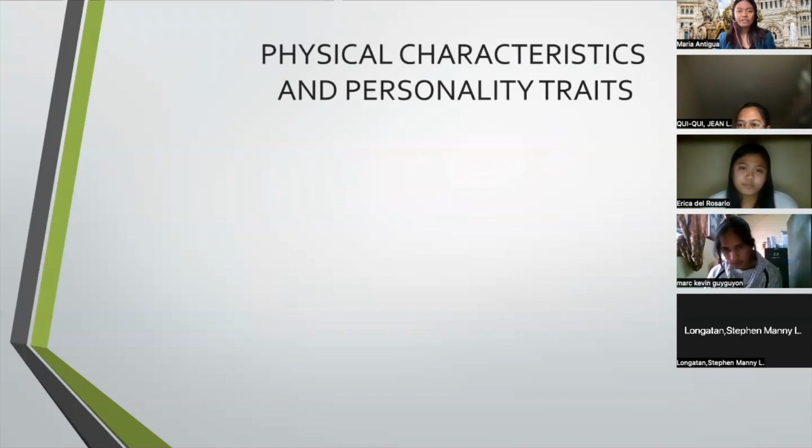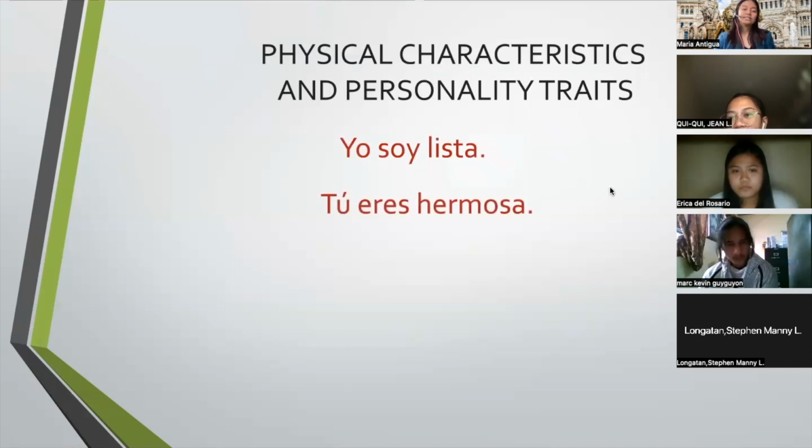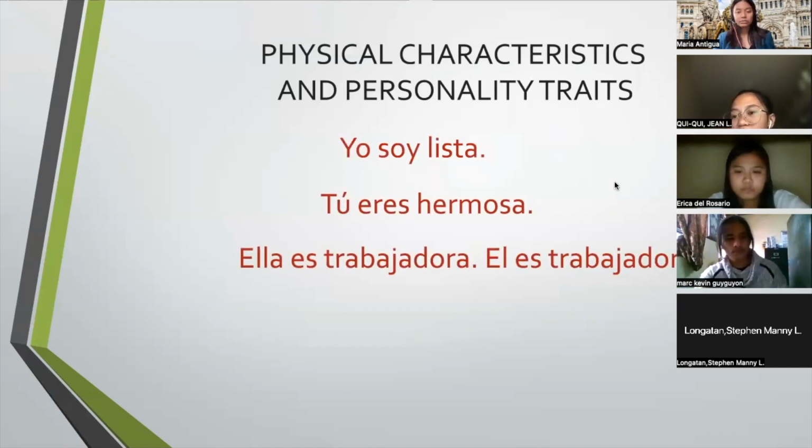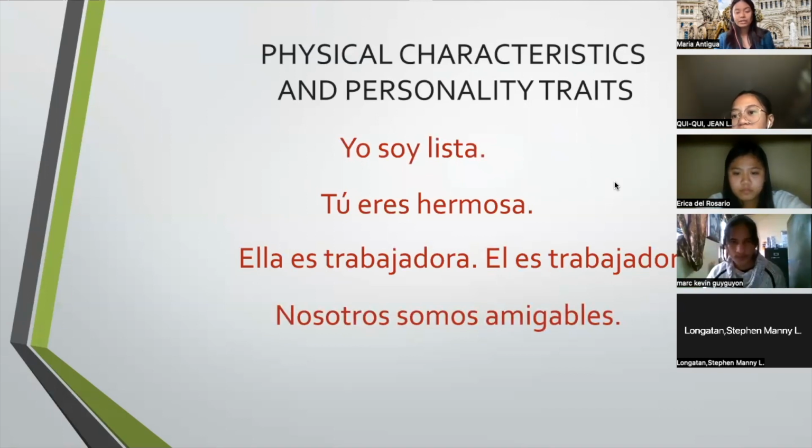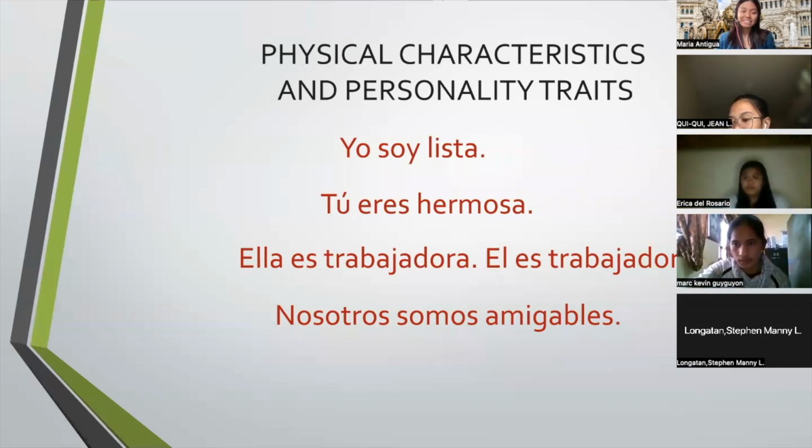What else? We also have physical characteristics and personality traits. Yo soy lista. Tú eres hermosa. Ella es trabajadora. Él es trabajador. Trabajadora is hardworking. Nosotros somos amigables, friendly. Now you would ask me, Ma'am, ang mga physical characteristics naman po at saka personality traits nagbabago. So why are we using ser? First, because that's what the rule says. Okay? So it's based on the rule. May rule yan na yan talaga ang gagamitin when you are talking about these characteristics and traits.